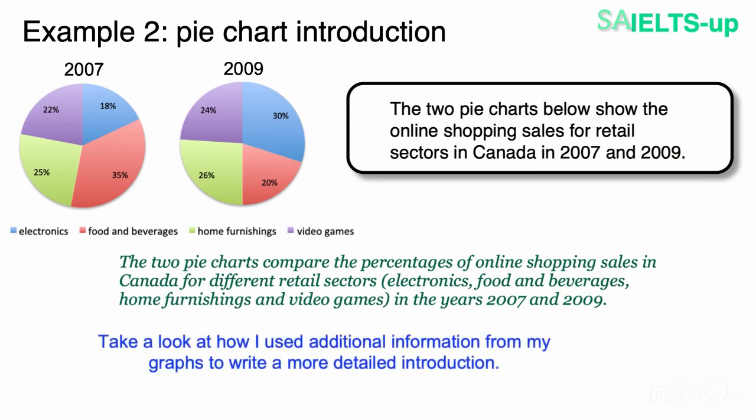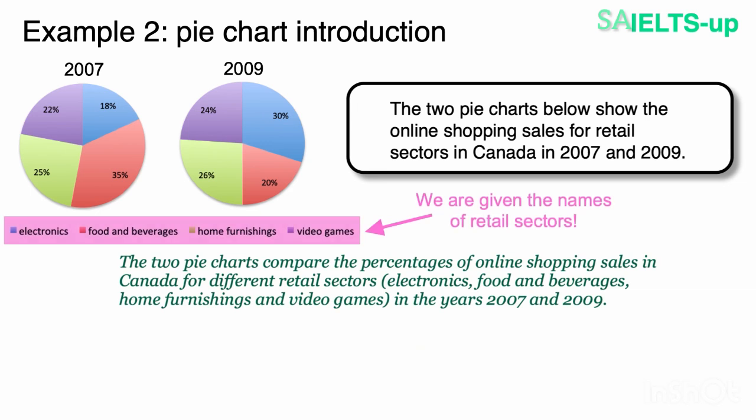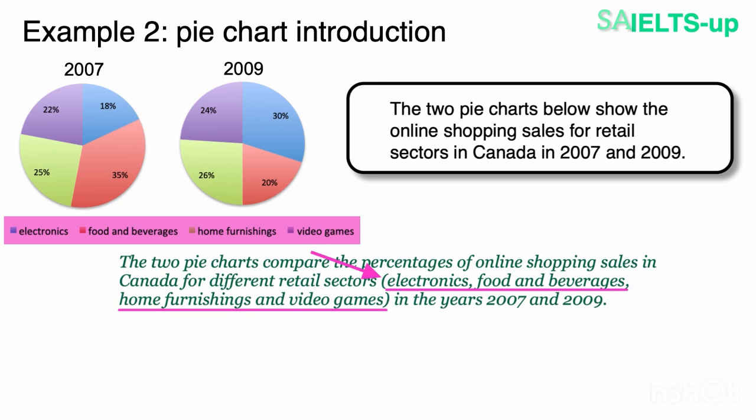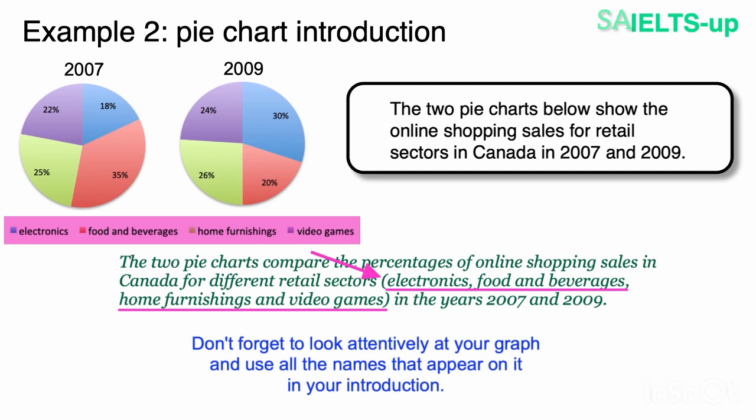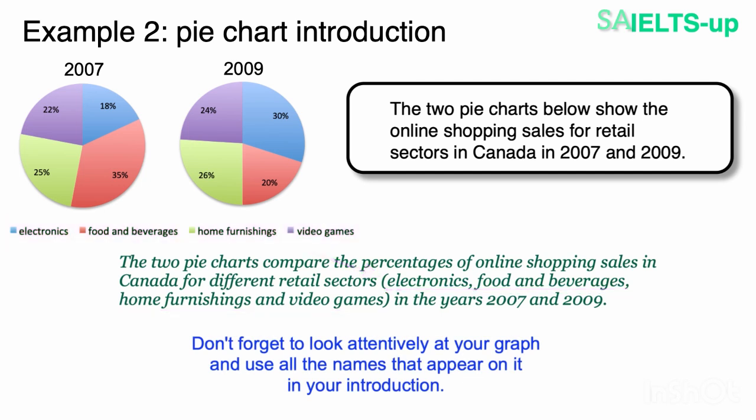Also, take a look at how I used additional information from my graphs to write a more detailed introduction. As you can see, we're given the names of retail sectors in our pie charts: electronics, food and beverages, home furnishings, and video games. So I just put all those names into parentheses and plugged them into my introduction, right after I mentioned retail sectors. So don't forget to look attentively at your graph and use all the names that appear on it in your introduction.